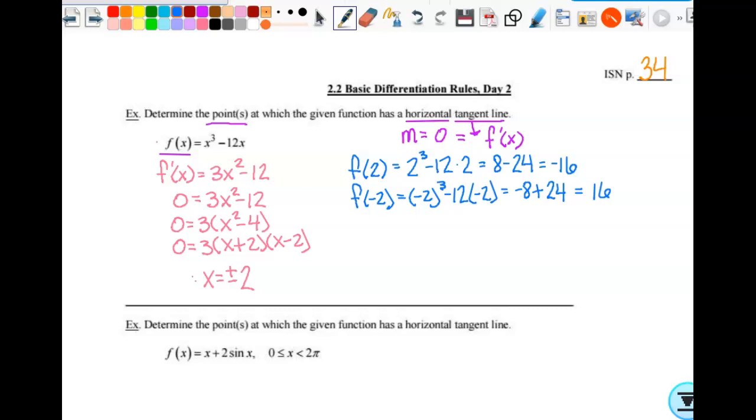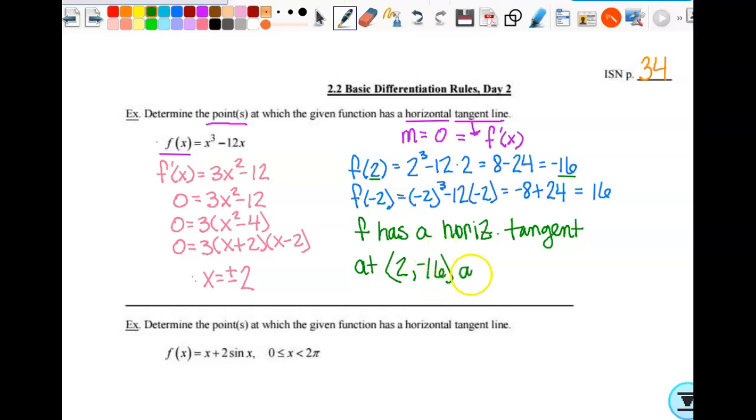Okay, so what I'm looking for are the points at which the given function has a horizontal tangent line. So I can say f has a horizontal tangent at, okay, and these are points, so they're ordered pairs, they're not x values. So I have 2 of them. I have the positive 2, and my positive 2 gave me a negative 16, because that's my y value, right? Negative 16, and at negative 2, positive 16.